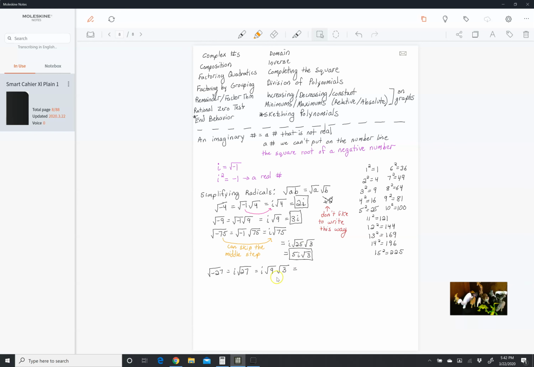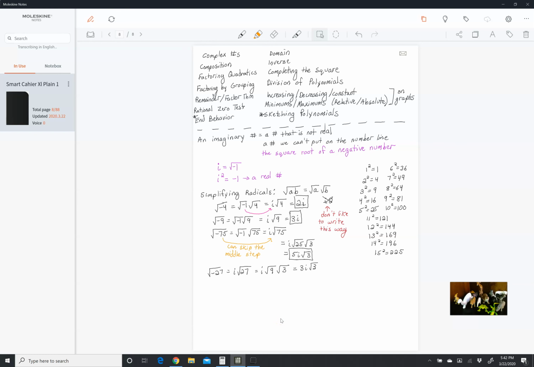Okay, again, 27 divided by 2 is, sorry, I went blank for a second. 27 divided by 2 is 13.5. So you only have to try 1, 4, and 9. So if you're doing brute force, this eliminates a lot of different possibilities. So this just becomes 3i root 3.